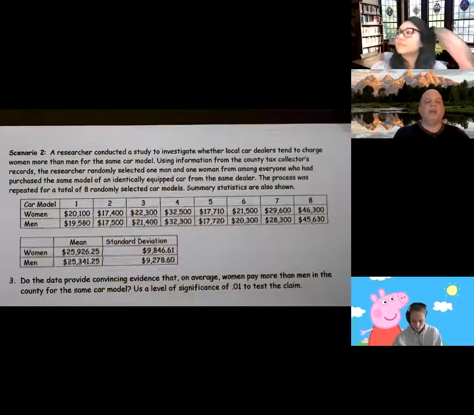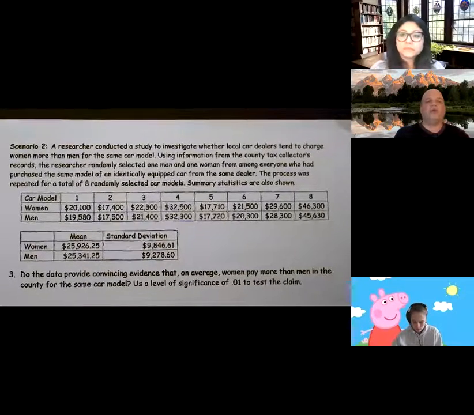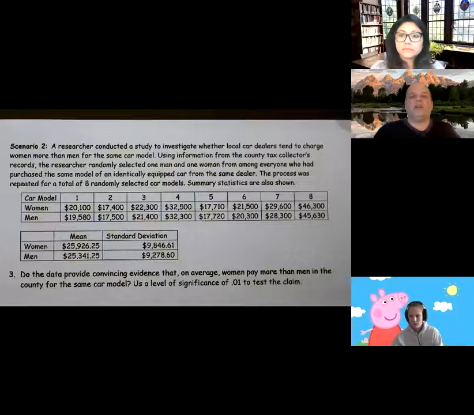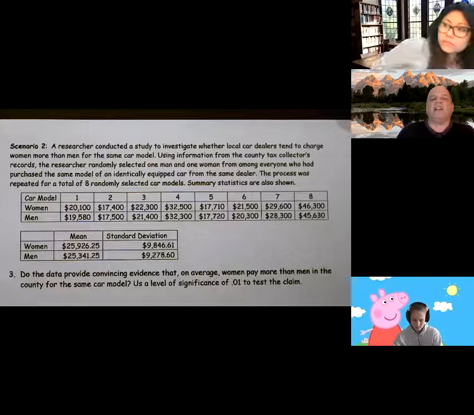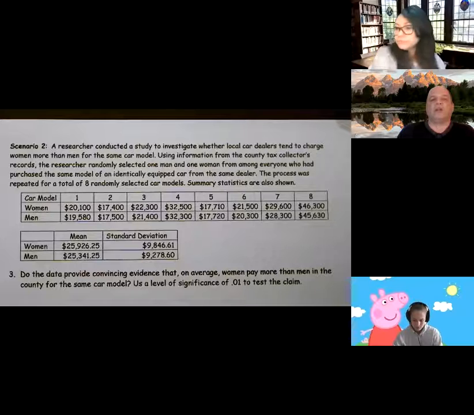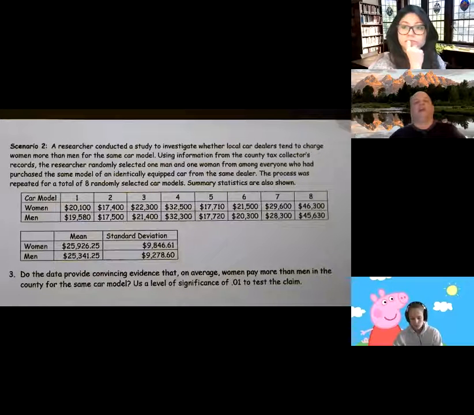Okay, so this is scenario 2. A researcher conducted a study to investigate whether local car dealers tend to charge women more than men for the same car model. Using information from the county's tax collection records, the researcher randomly selected one man and one woman from among everyone who had purchased the same model of an identically equipped car from the same dealer. The purchase process was repeated for a total of 8 randomly selected car models.